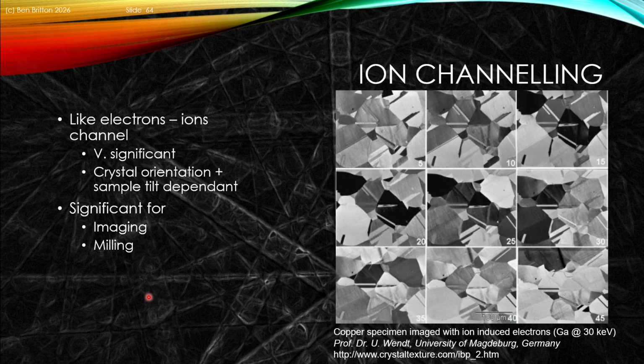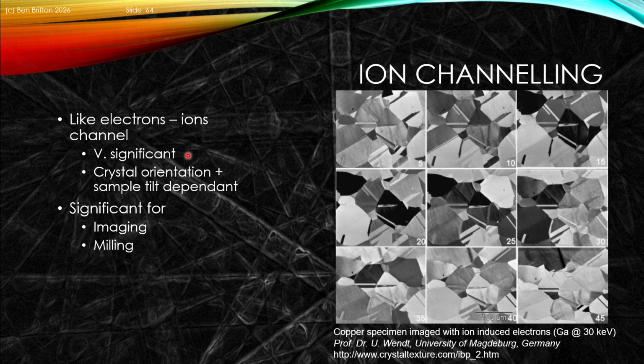The ion itself will also channel, and this is one example. It can be really useful to reveal grains of different orientations. This is an example where gallium has been used to image a polycrystal, and we can see beautiful grains as well as twin structure that's presented in here. And so like electrons, ions channel.